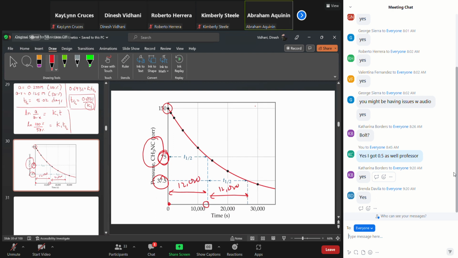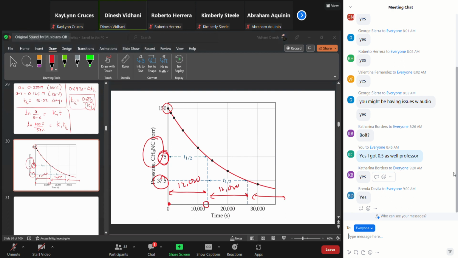Oh, you were looking at the wrong lines. I'm sorry, I was looking at the wrong lines. So even this one will also be 12,000. Right. Perfect. So you can see the half-life does not change in this case, right?